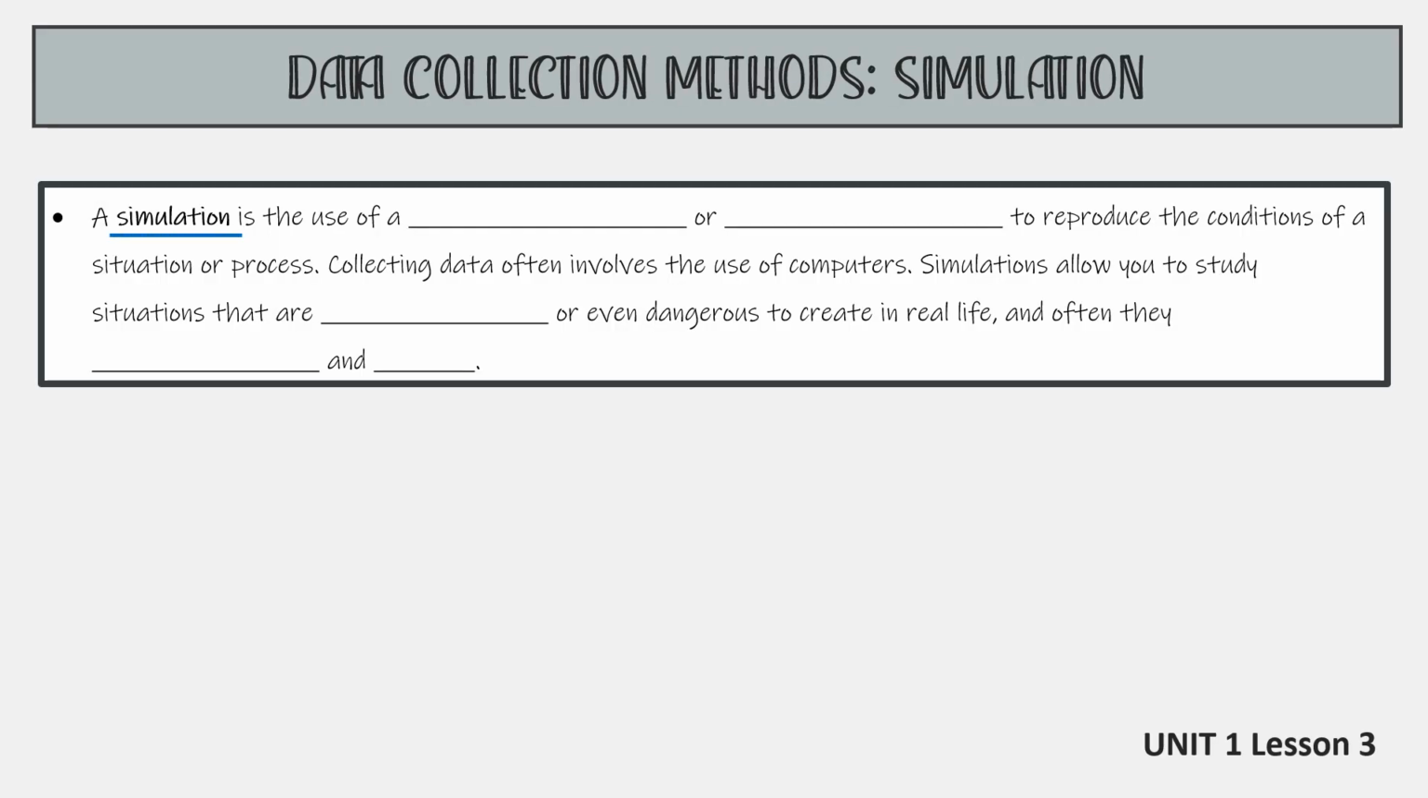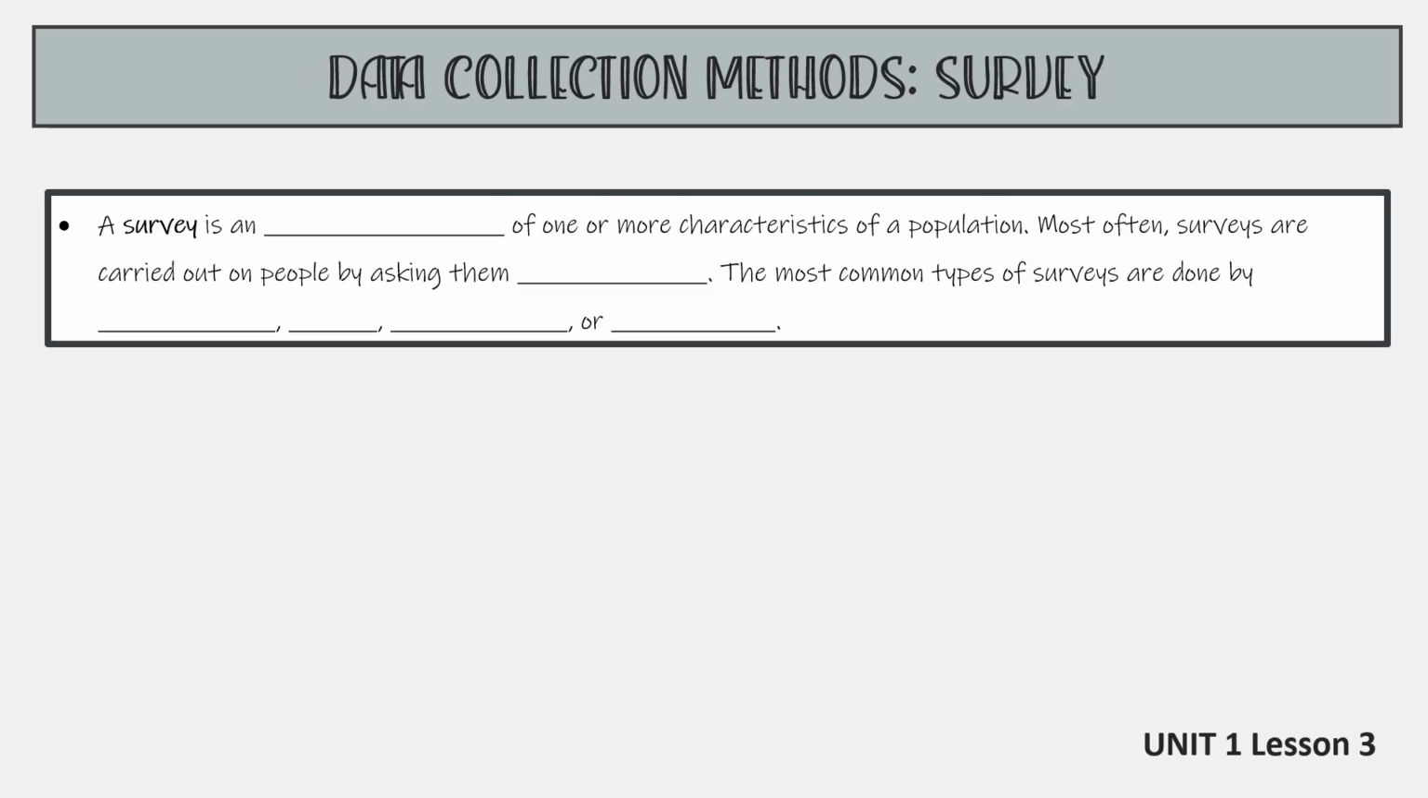Simulation. A simulation is the use of a mathematical or physical model to reproduce the conditions of a situation or process. Collecting data often involves the use of computers. Simulations allow you to study situations that are impractical or even dangerous to create in real life. Often they save money and time. There's a lot of simulation used, like when a hurricane is coming towards an area, so they can kind of track what's going to be happening.